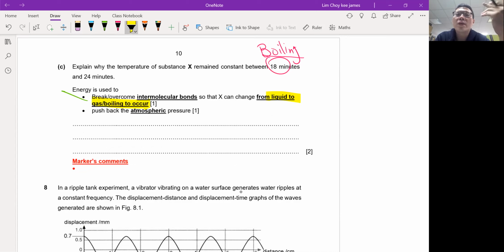Okay, this is where the boiling actually occurs. Boiling refers to liquid to gas. Okay, and how do I do it? The important thing that students have to use to achieve state change is to overcome intermolecular bonds. In physics we are a bit particular about this.